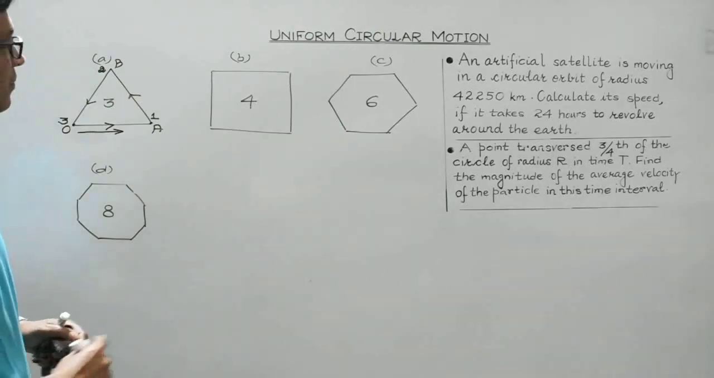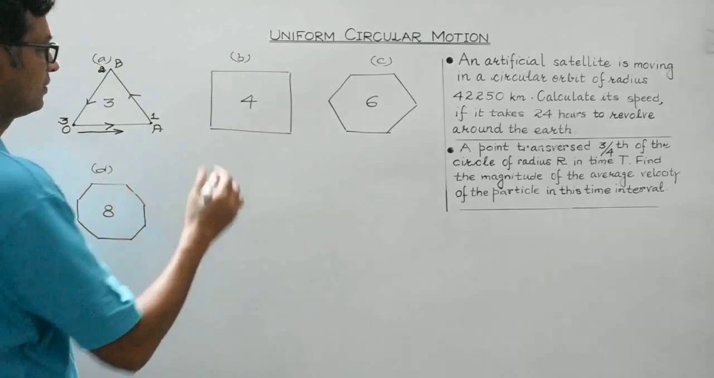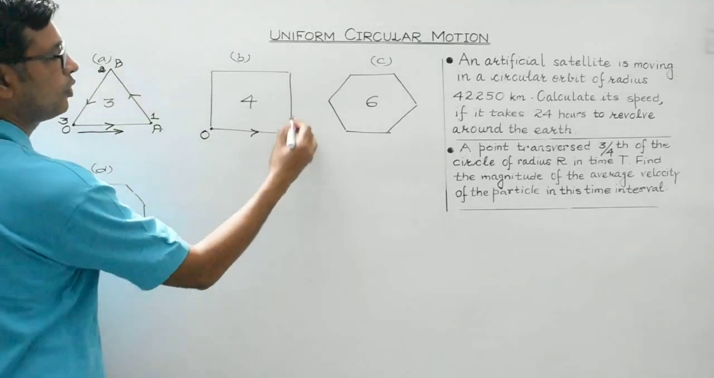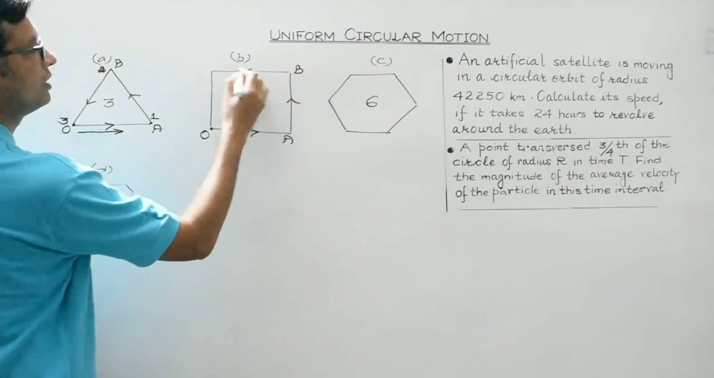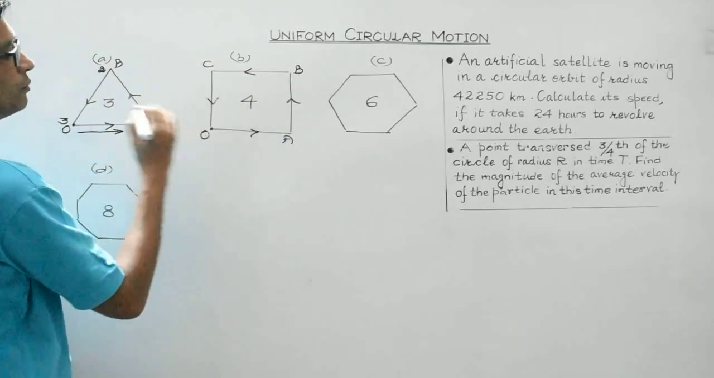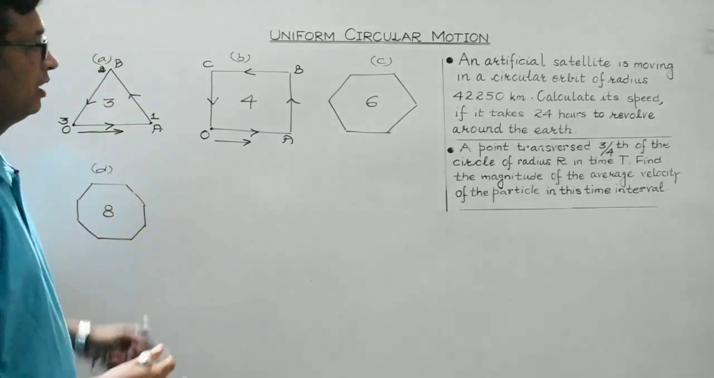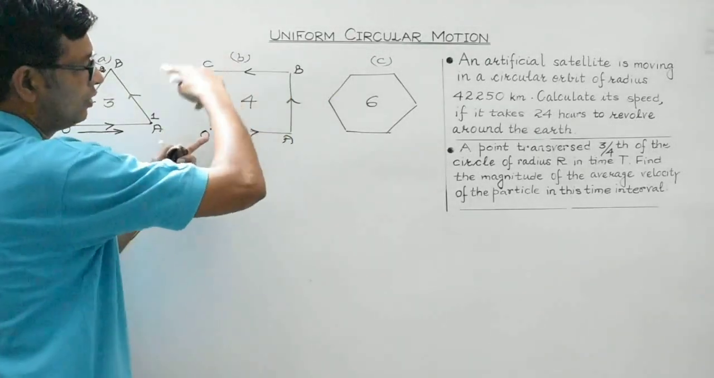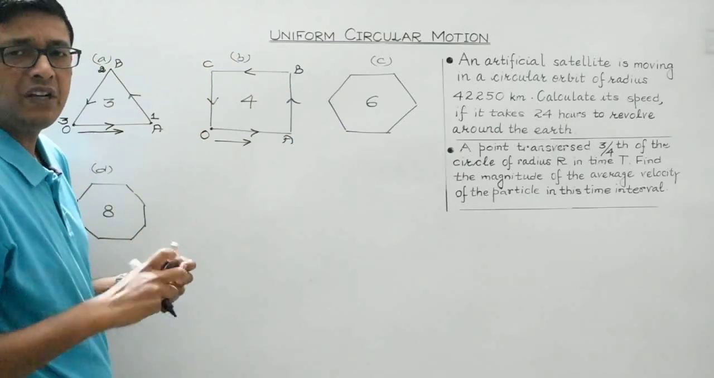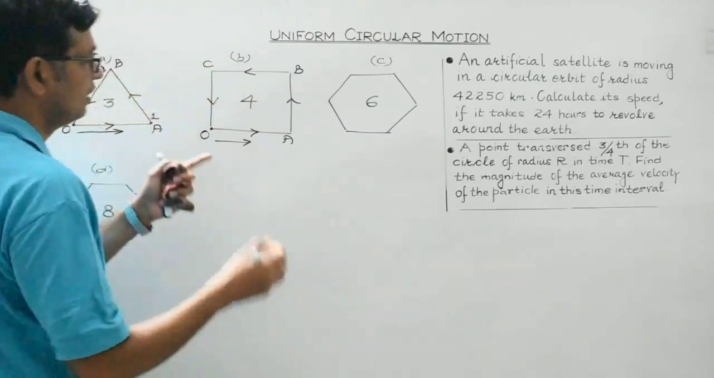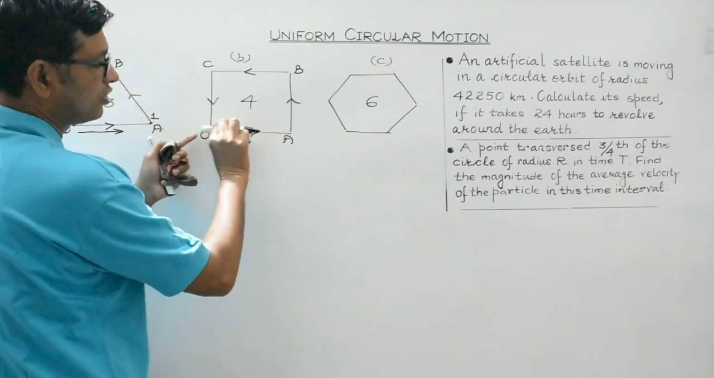Right, students? Let's consider this case. Suppose the body starts from here, it reaches point A, then point B, then point C, and again finally comes to point O. This is its original direction of motion. Now, in order to complete one round, how many times in this case does the body need to change its direction? Let's see. So, this is its original direction of motion.